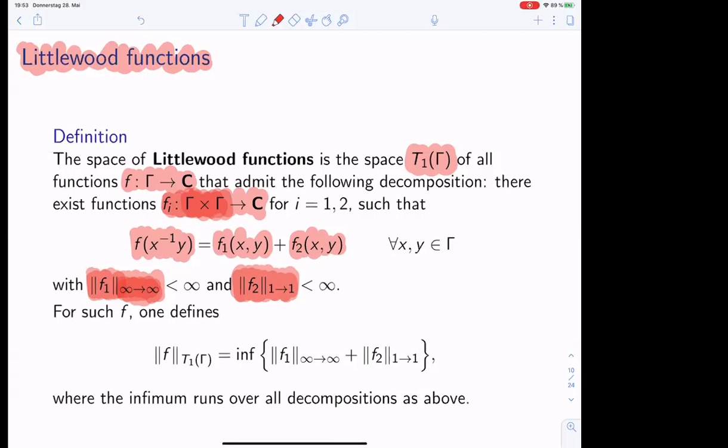Okay, that's a strange definition. But I think we will see that it's a quite useful definition. I mean, if I say it's strange, I don't mean it's not a good definition, it's an excellent definition, but it might seem strange if you see it for the first time.